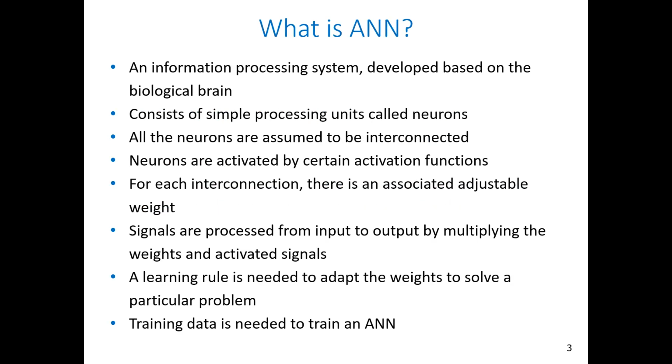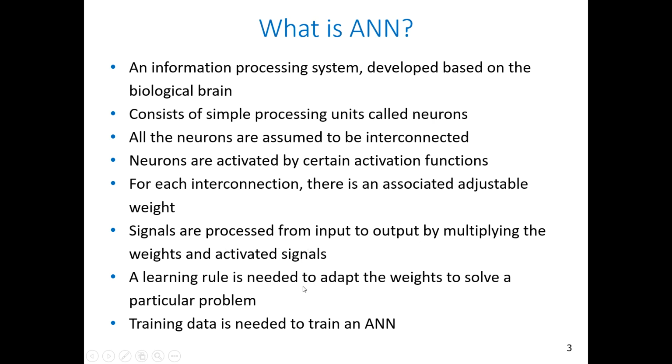So what is an artificial neural network? It is an information processing system developed based on the biological brain. It consists of simple processing units called neurons, and all the neurons are assumed to be interconnected. Neurons are activated by certain activation functions. For each interconnection, there is an associated adjustable weight. Signals are processed from input to output by multiplying the weights and activated signals.